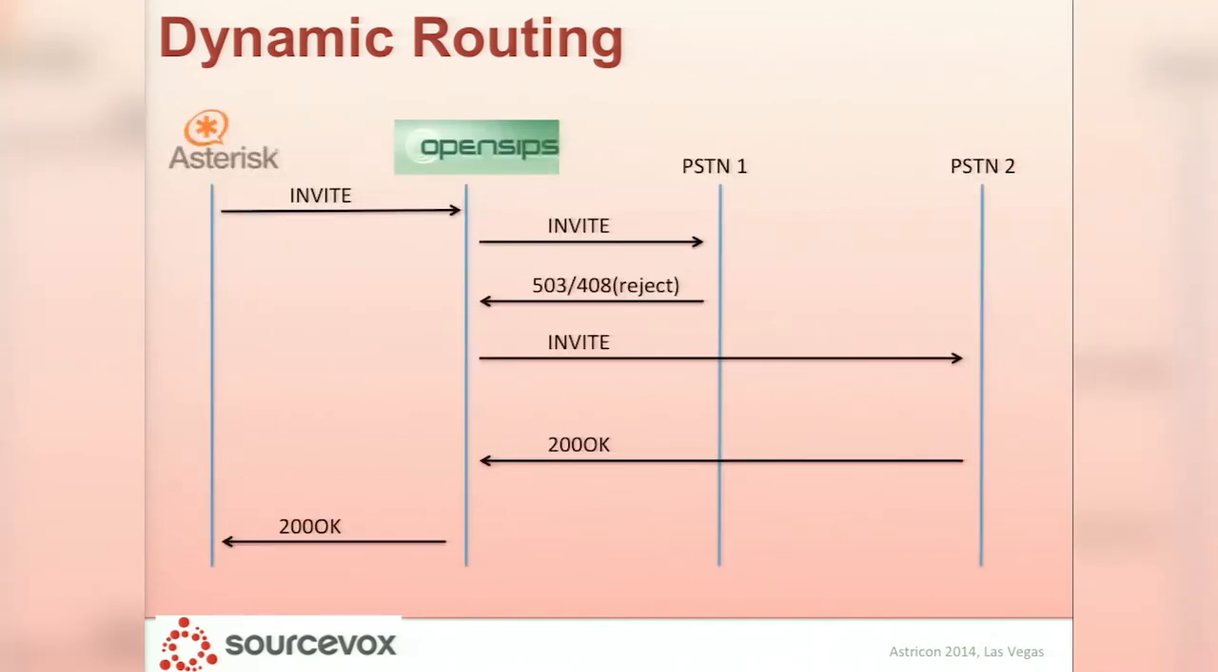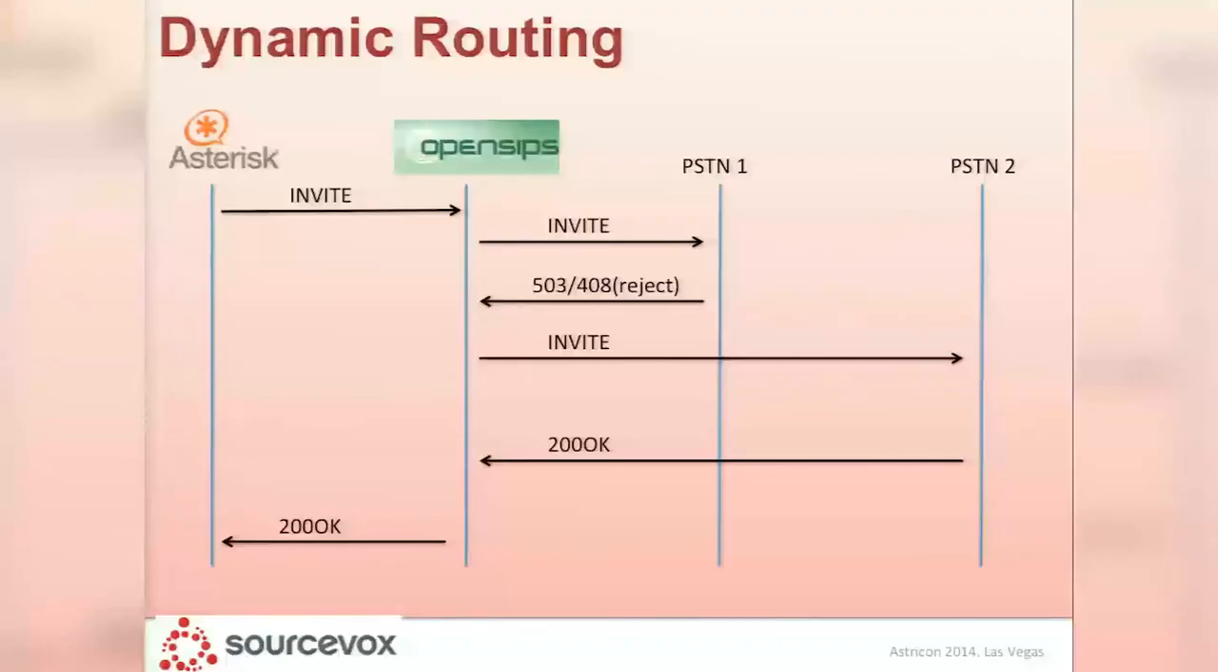This is a little overview of what the trace would look like. If you look at the Asterisk to OpenSIPS part, you see from Asterisk's point of view, it's just sending one call out. It's getting sent an INVITE out, and it's getting the 200 OK back. However, in OpenSIPS' case, it's actually tried to call PSTN1, and PSTN1 has rejected the call, and OpenSIPS has basically immediately sent the INVITE to PSTN2 instead, and PSTN2 has answered, and then we send the 200 OK to Asterisk.